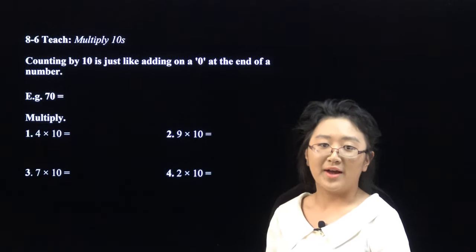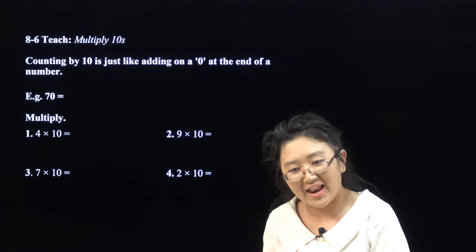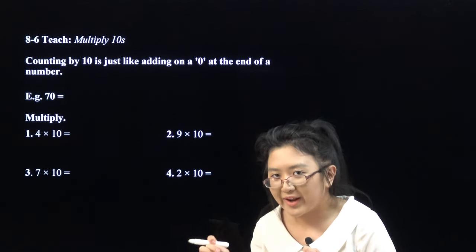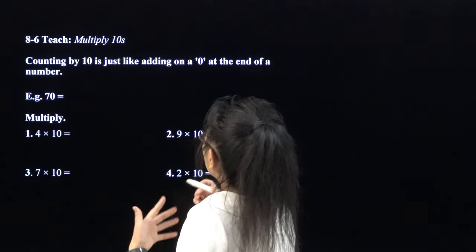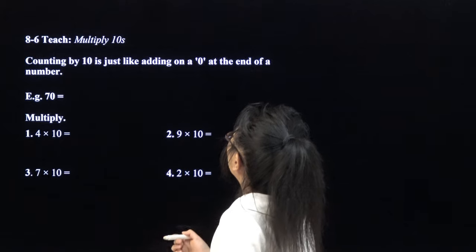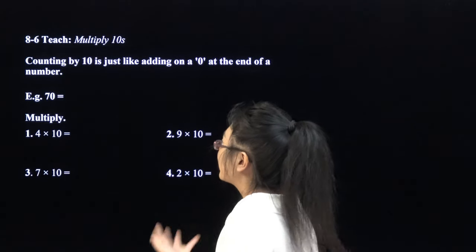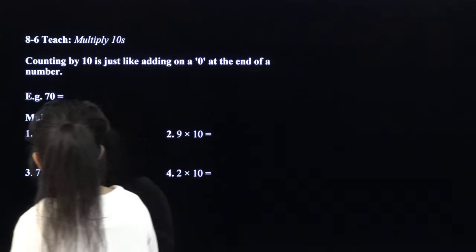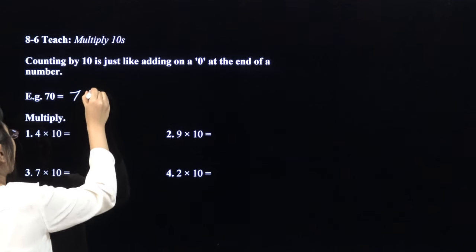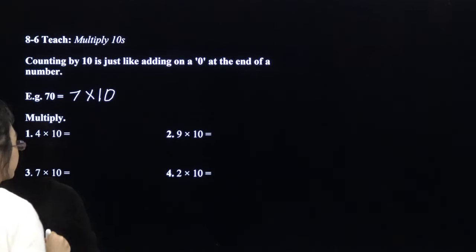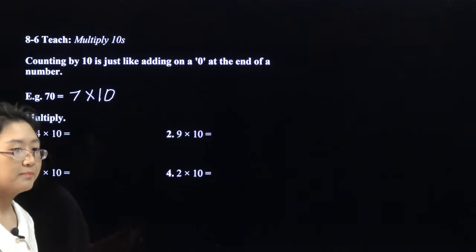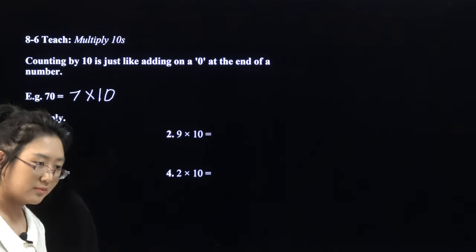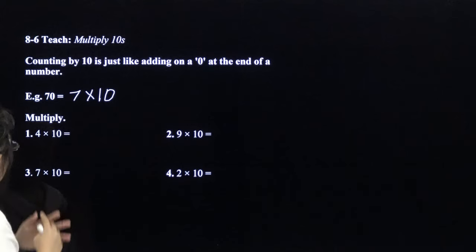What about multiplying by 10s? Well, when you multiply by 10, you really just add a 0. So counting by 10 is just like adding on a 0 at the end of a number. For example, 70 is 7 times 10, because you count by 10 7 times.